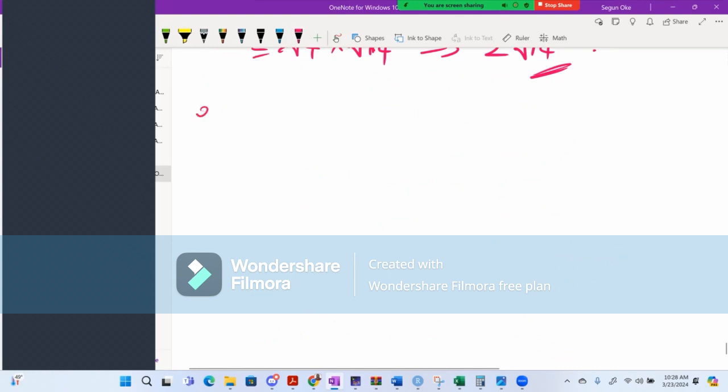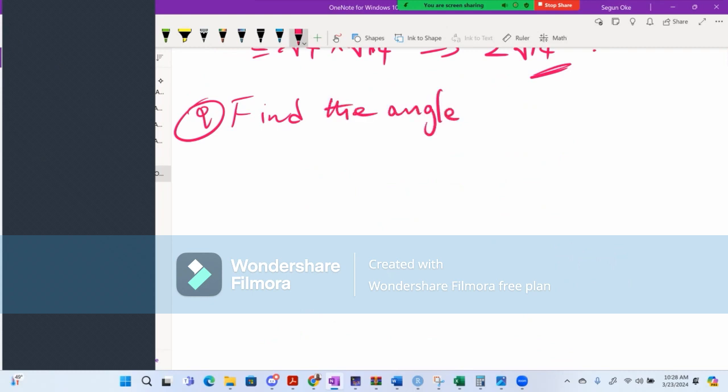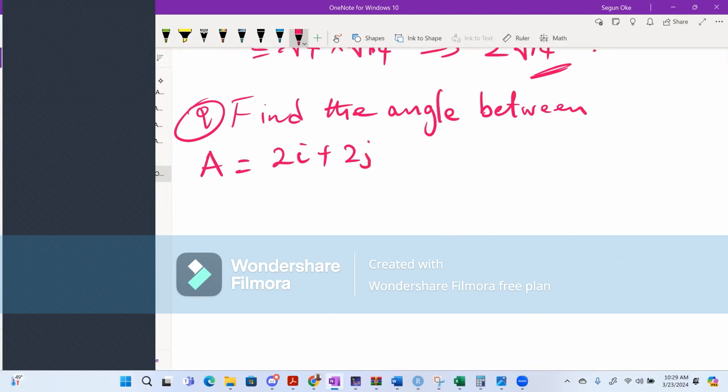So let's look at this. Number 9, let's put it that way. The question says: find the angle between A equals 2I plus 2J minus K, and B equals 6I minus 3J plus 2K.